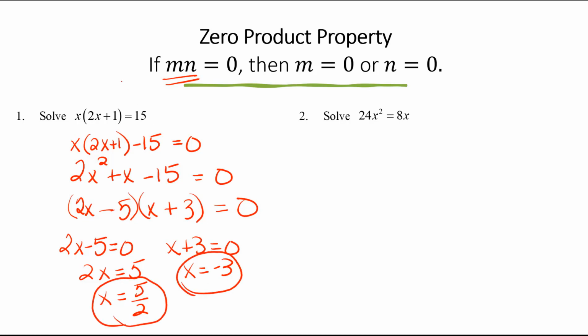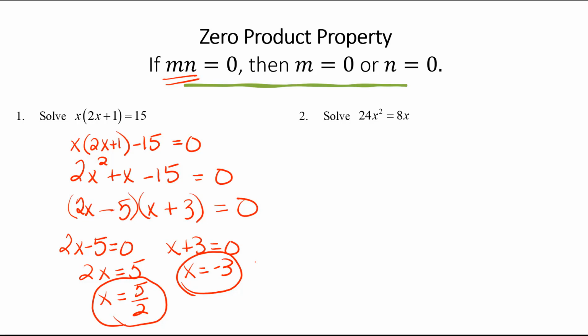In other words, if you put in 5/2 into this equation, 5/2 times 2 times 5/2, which is 5, plus 1, which is 6. 5/2 times 6 is going to give you 30/2, which is 15. If you put in negative 3 into this equation, you get negative 3 times negative 6 plus 1, which is negative 5. Negative 3 times negative 5 is 15. So these are the two solutions to this quadratic equation, which are all the solutions it has.